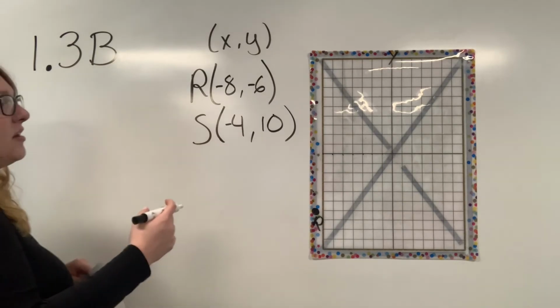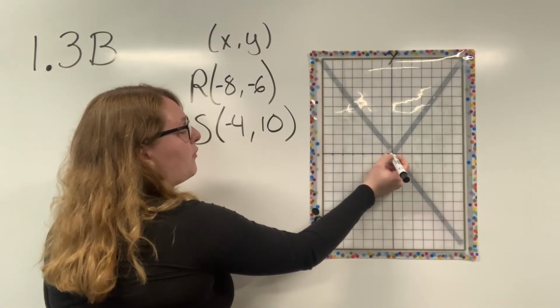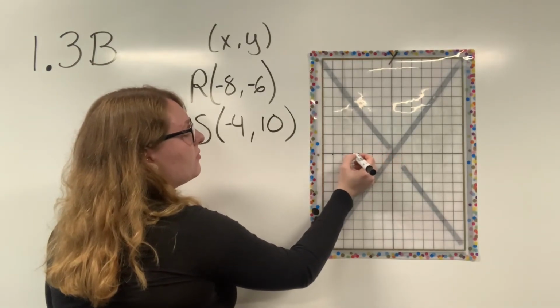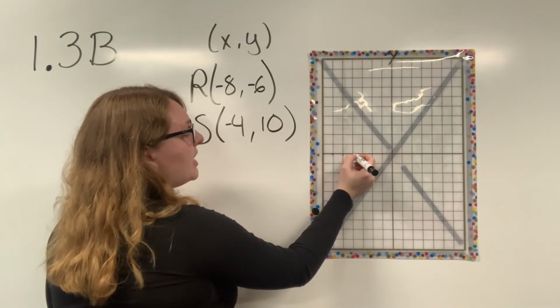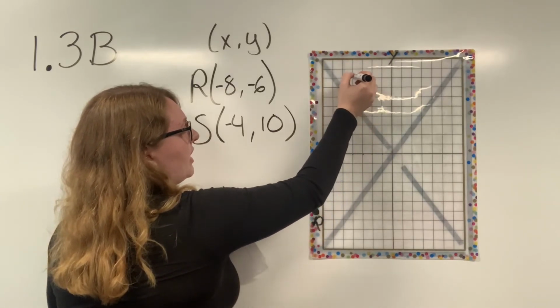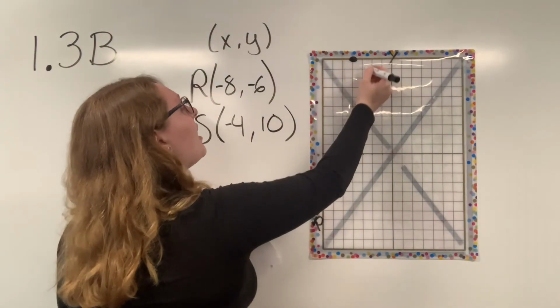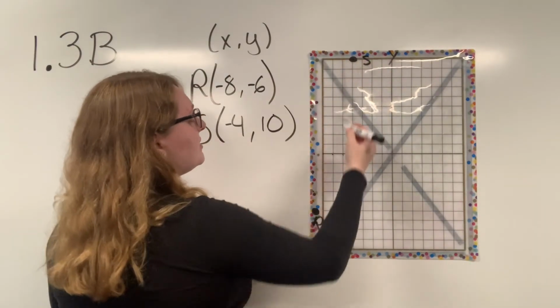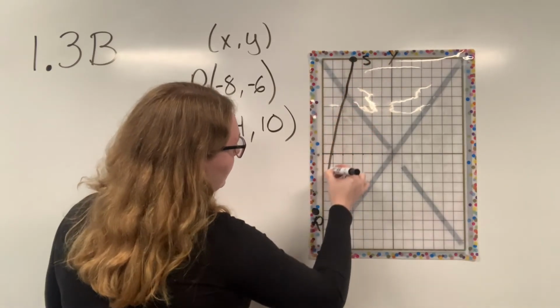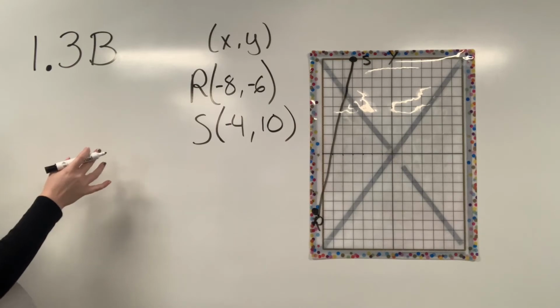S is at (-4, 10). So we're going to count left 4: 1, 2, 3, 4, and up 10: 1, 2, 3, 4, 5, 6, 7, 8, 9, 10. Okay? And this is our point S. Since this is a segment, these are connected. If I could draw a straight line. Now let's find our midpoint.